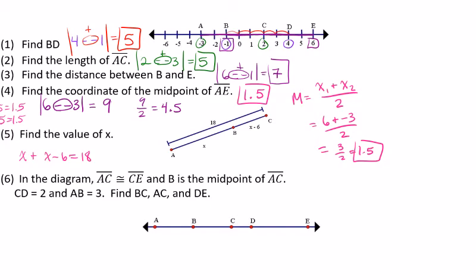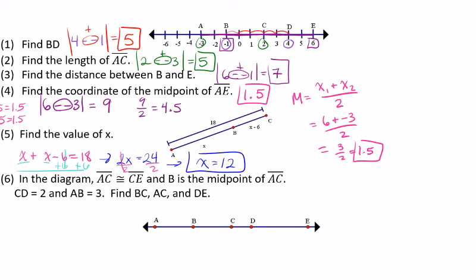So we combine like terms. I'm also going to add 6 to both sides. And so we'll end up with 2x equals 24. Divided by 2 to get x totally isolated here, and we end up with x equals 12, right?